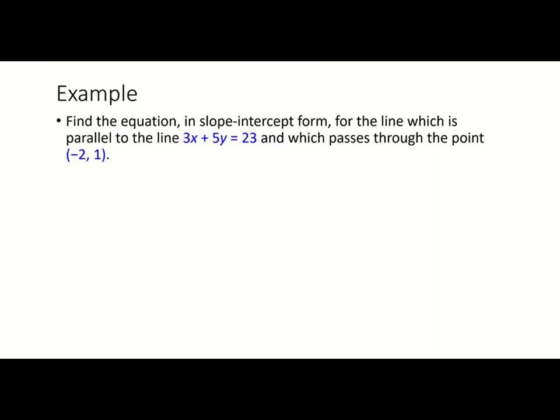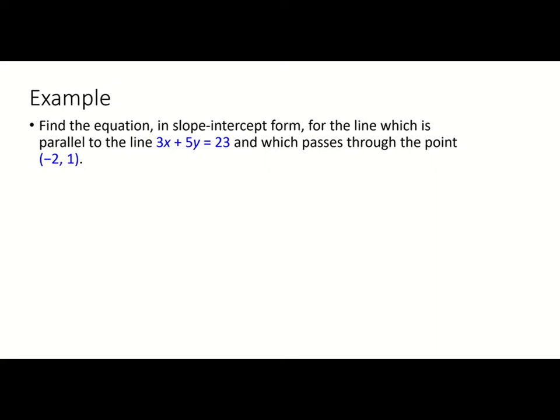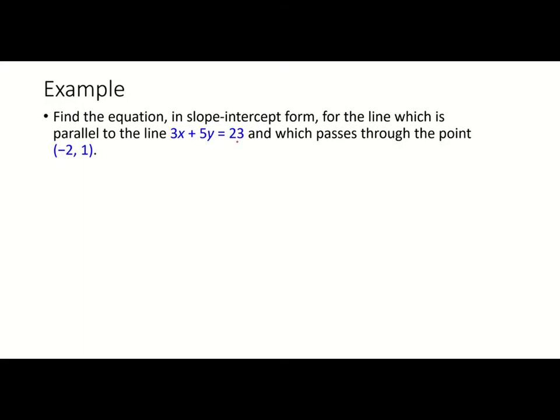So what we're going to do is find the equation in slope-intercept form for the line which is parallel to the line 3x plus 5y equals 23, and it passes through the point (-2, 1). The first thing we need to do: our line is parallel to this line right here. Because parallel lines have the same slope, we need to find the slope of that line. So we need to take this equation, 3x plus 5y equals 23, and solve it for y, so we know what the slope of the line is.